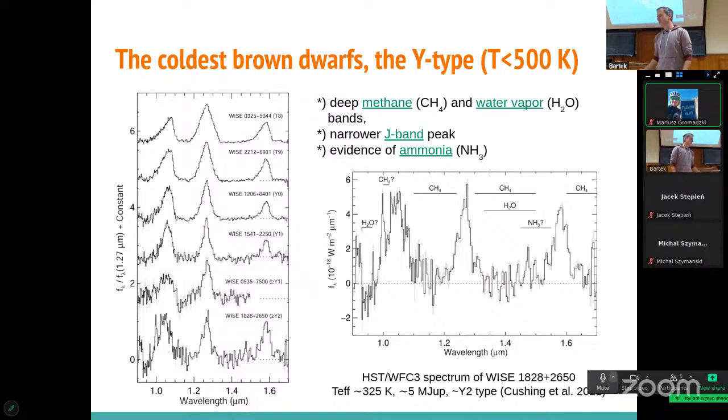And what is responsible for this shape? It's mostly the occurrence of methane in the atmosphere, which blocks out most of the flux, and also ammonia, which has started to influence the spectrum.